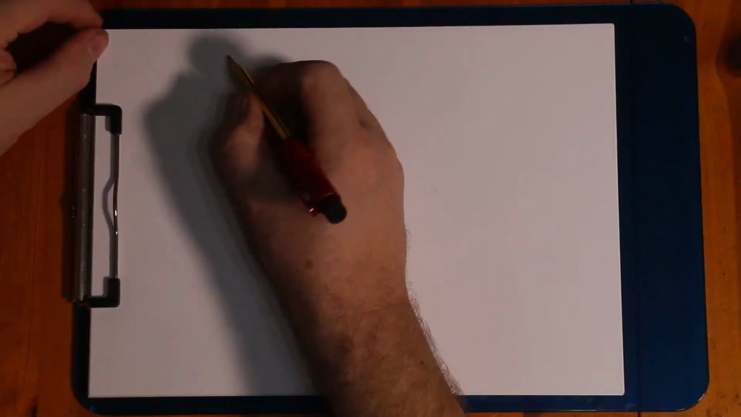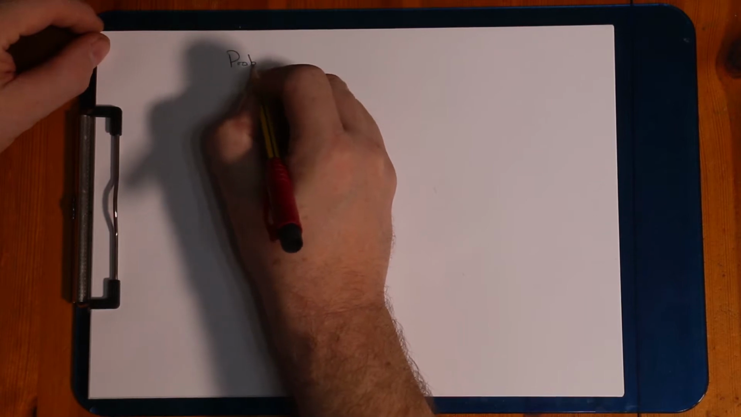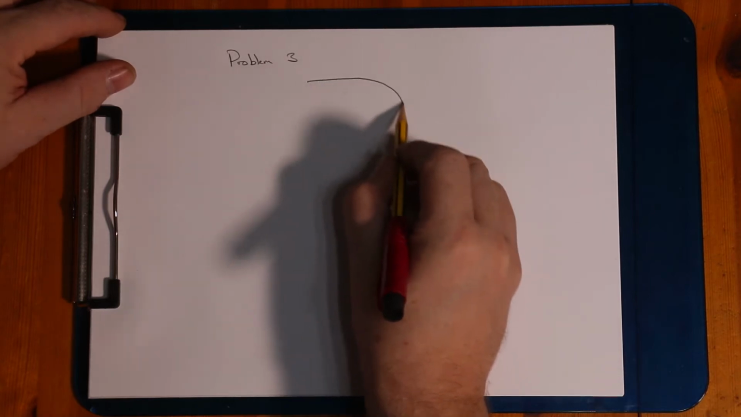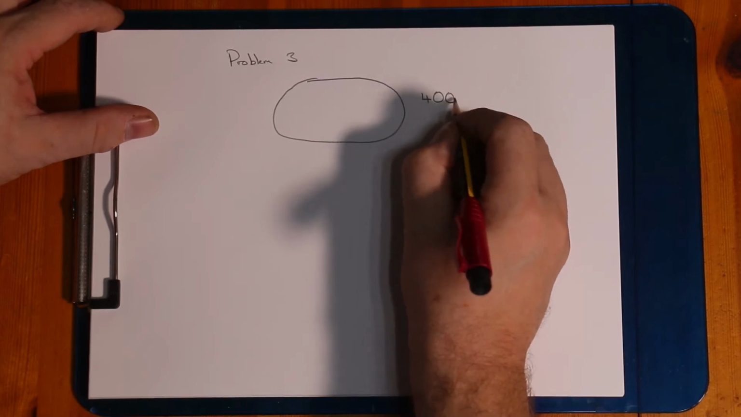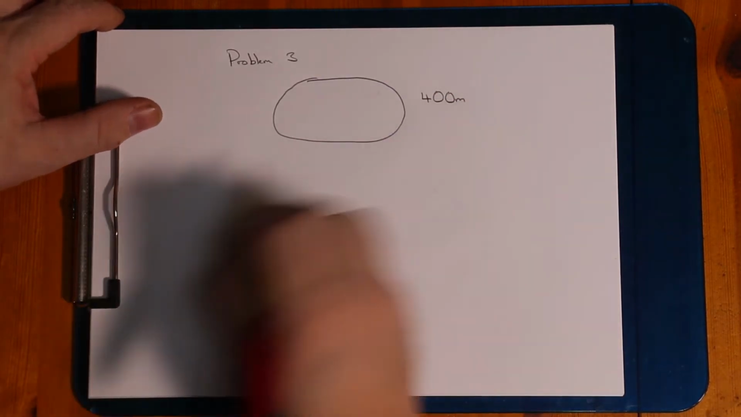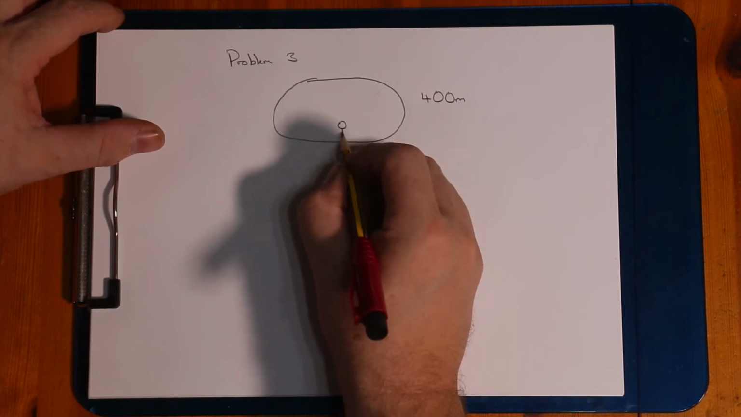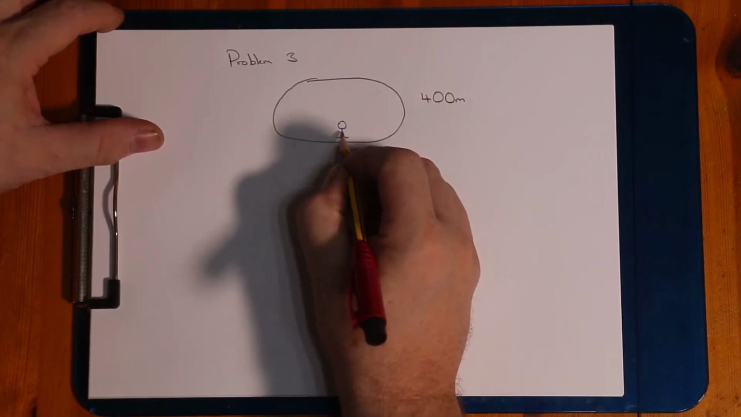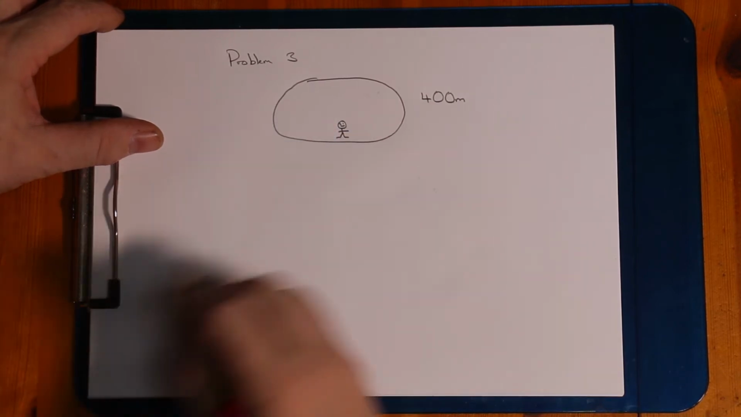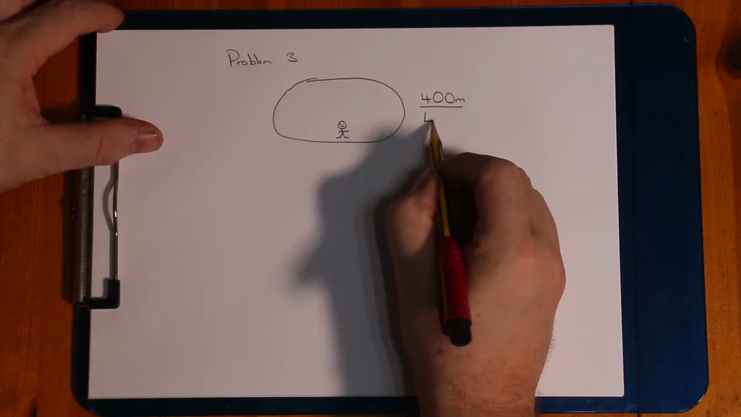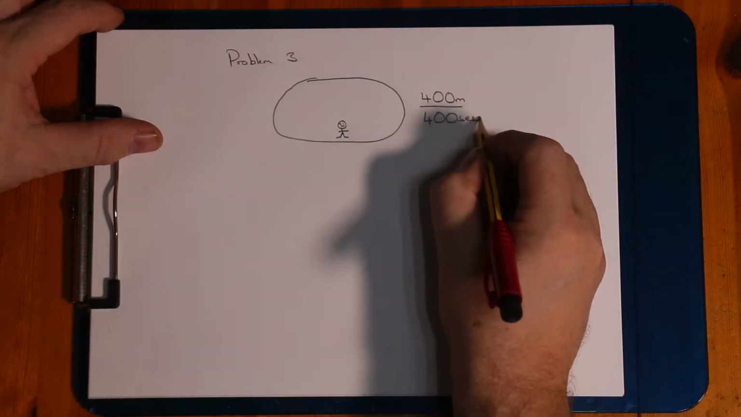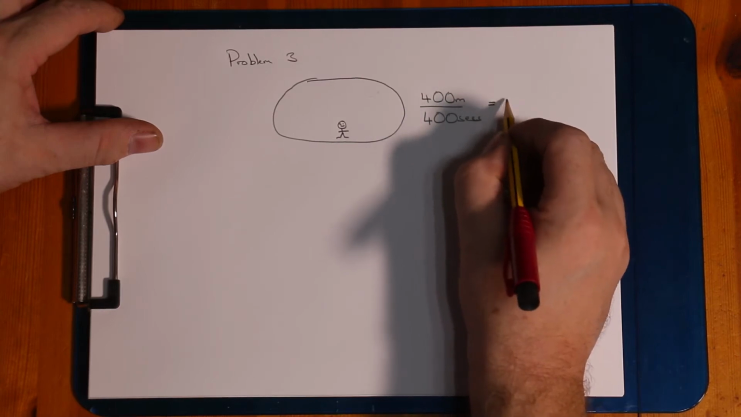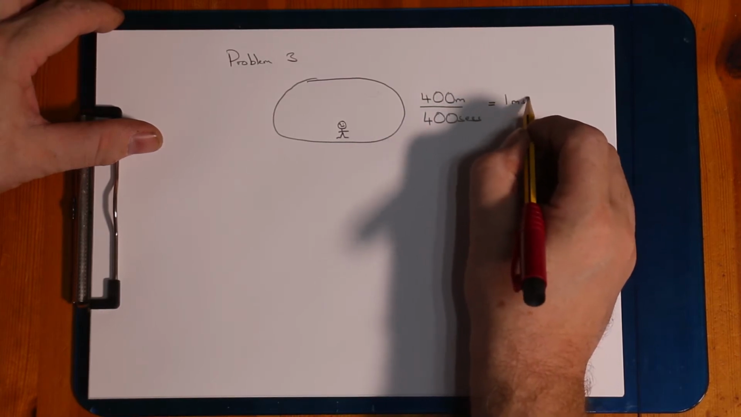Problem 3. This is all about running round a track. So if we say we've got a track which is 400 meters, the first time we're going to walk around the track and take ourselves a time of 400 seconds. So this is going to give us a speed of 1 meter every second.